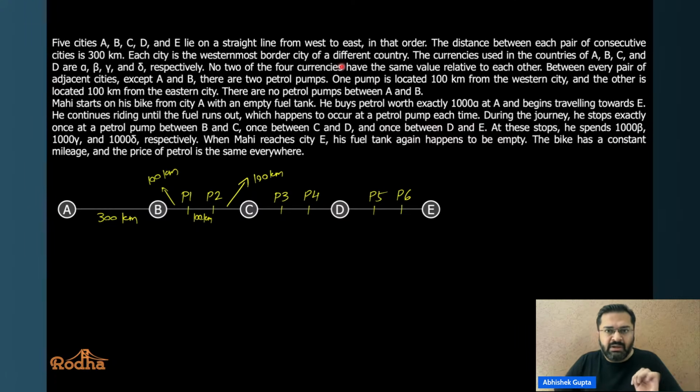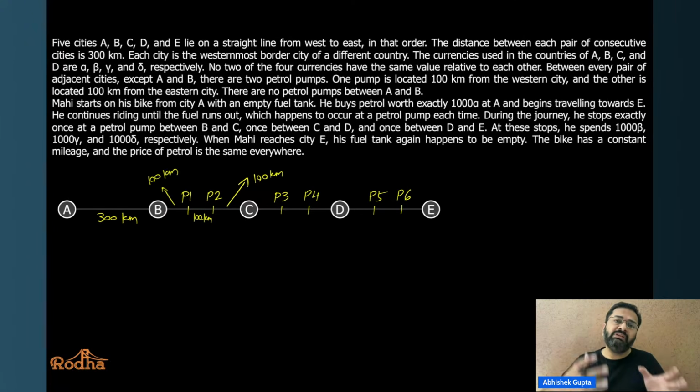Can we say that? If the petrol costs the same everywhere and the currencies' values are different, just think about the first two. He refuels for 1000 alpha here and 1000 beta somewhere here. Can I say that the distance traveled in the two cases would be different? It has to be. This is the crunch point here. There is no other way. When the two currencies have different values and the price of petrol is the same everywhere, what must have happened? The amount of fuel that he must have got for that much money, in that much currency, must have been different, right?